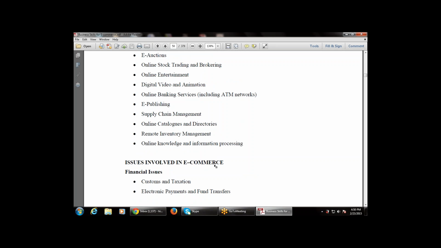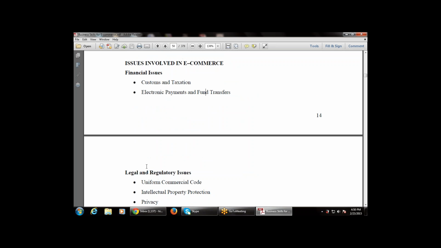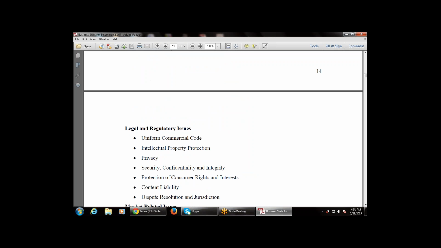Then what are the issues involved in e-commerce? We have studied that there are many issues involved in e-commerce, divided into various categories. One is financial issues, that includes customs and taxation, electronic payment and fund transfer. These are the financial issues involved in e-commerce. Next is legal and regulatory issues. One is the uniform commercial code, then intellectual property protection, then privacy. These are the various legal and regulatory issues.